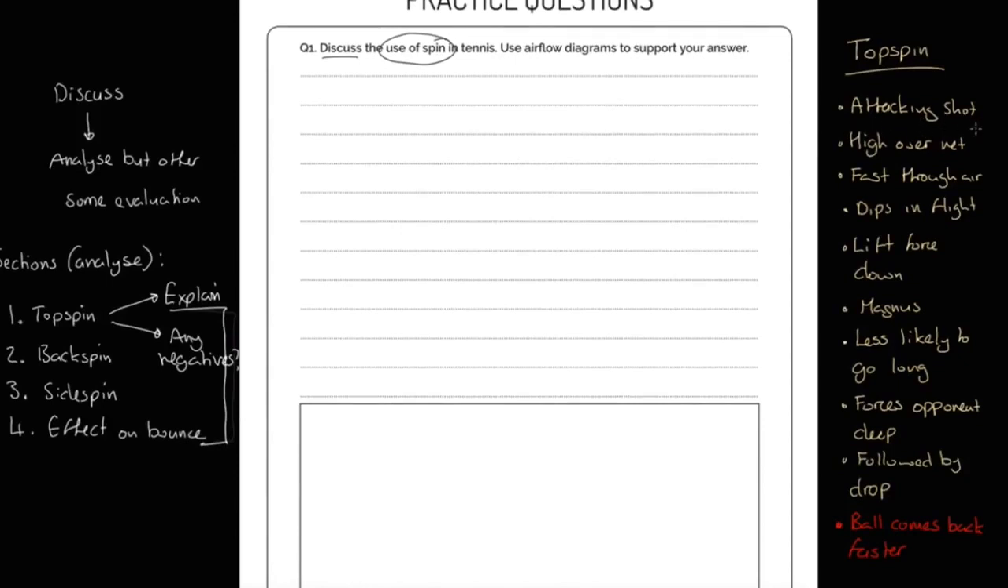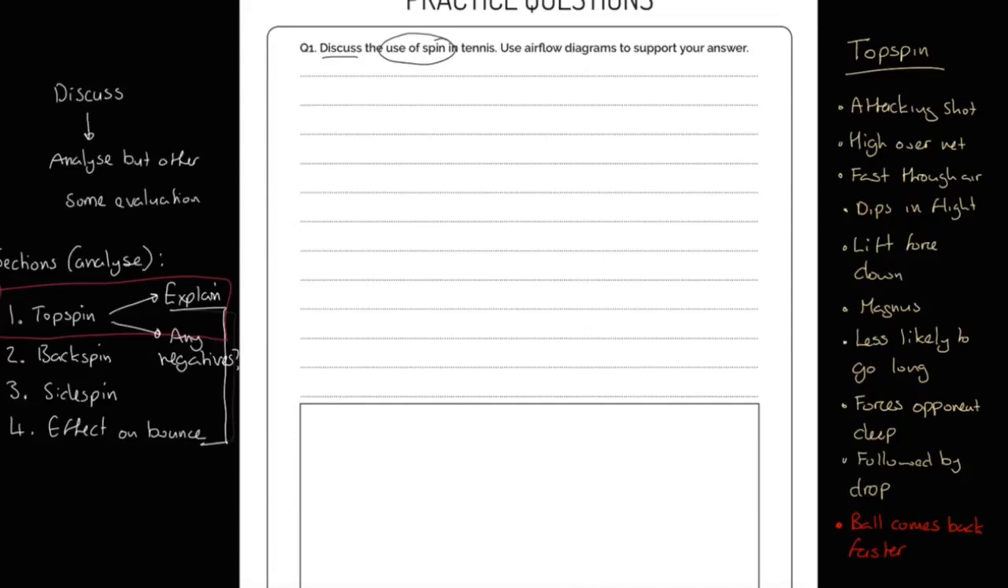I'd say firstly, topspin is an attacking shot. It's useful because it goes high over the net and travels fast through the air, pushing the opponent back. The ball also dips in flight during a short and non-parabolic asymmetrical flight path. This is the case because we get a lift force or a Magnus force down. There's our Magnus force. Therefore, the ball is less likely to go long. It's more likely to land in court. And it forces the opponent deep in the court so that the player can follow that shot up with a drop shot. Can you see how all of that is simply going, right, I understand Magnus. There's all the stuff I know about Magnus and topspin. That's how I'm going to explain it.